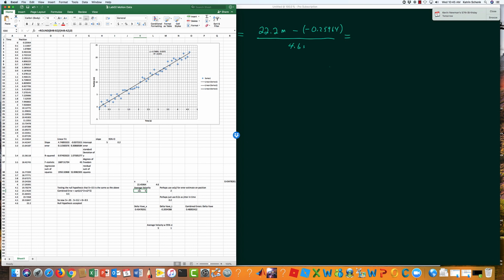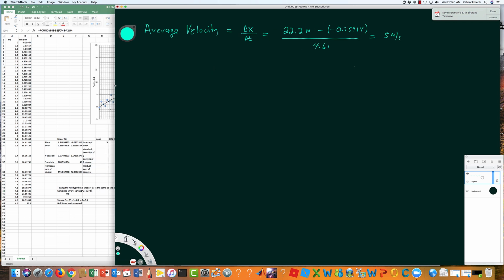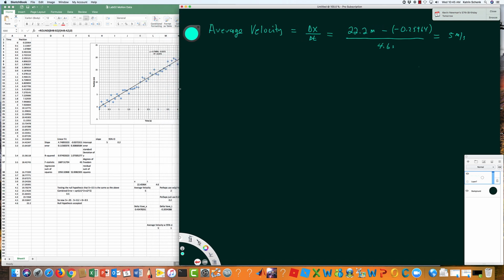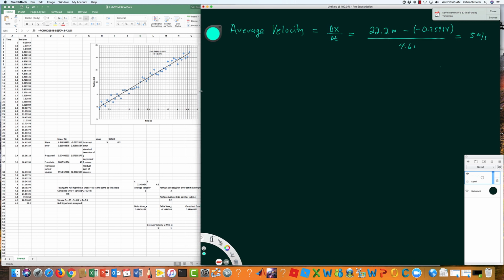Okay, now I want to estimate the error in that calculation. So we get 5 meters per second. Okay, this does not need to be that big, I don't think. There we go. Okay, now I want to figure out what is the error in this calculation.